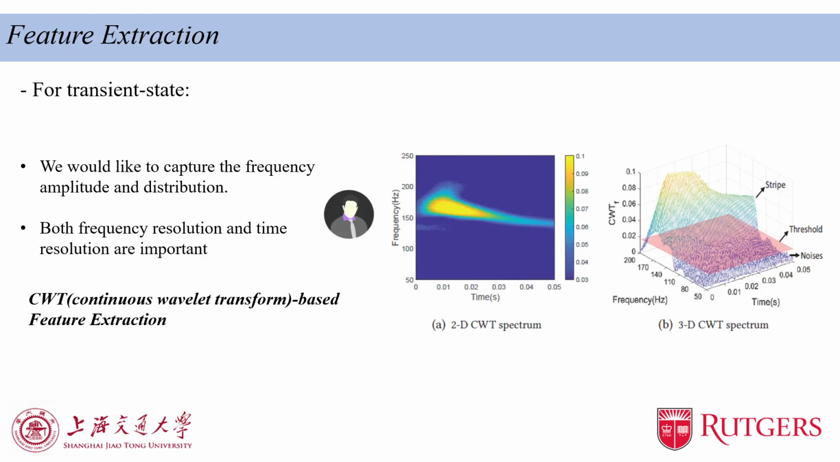For the transient state of vibration signals, since the vibration signal is highly dynamic in this state, we would like to capture the changes in signal amplitude and frequency as much as possible. So both frequency and time resolution need to be high. To achieve this goal, we apply a continuous wavelet transformation to the vibration signals to ensure both frequency and time resolution, and then collect the stripes in the time-frequency plot, as we can see in these two figures, as the features.